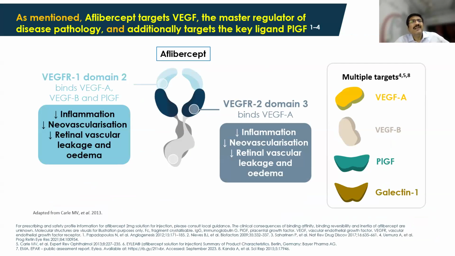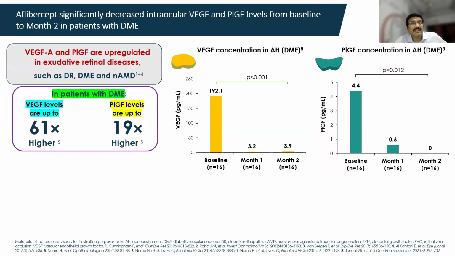As mentioned, aflibercept targets VEGF, the master regulator of disease pathology, and additionally targets the ligand placental growth factor. The Fc portion of IgG1 extends the half-life of aflibercept, and thus we get a long duration of action intravitreally. VEGF-A and placental growth factor are upregulated in exudative retinal diseases such as diabetic retinopathy, diabetic macular edema, and nAMD. In patients with DME, VEGF levels are up by around 61 times, and placental growth factor levels are up by around 19 times.